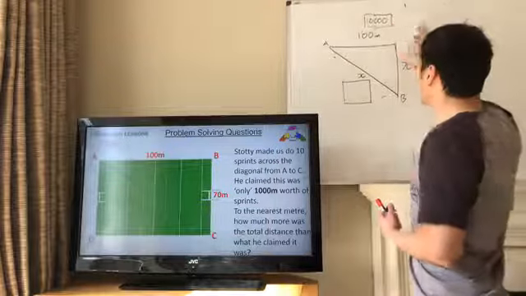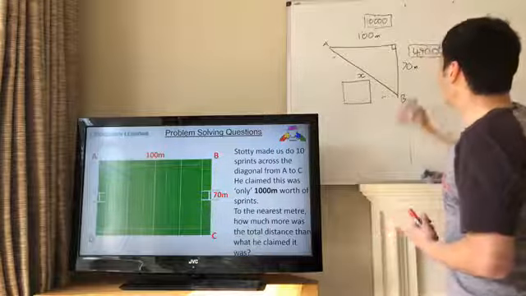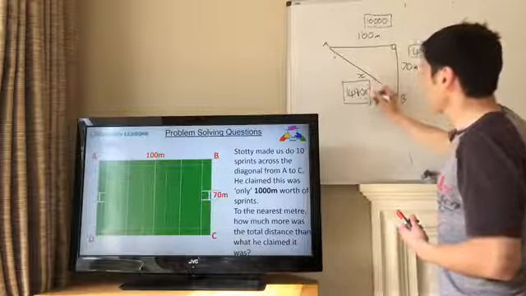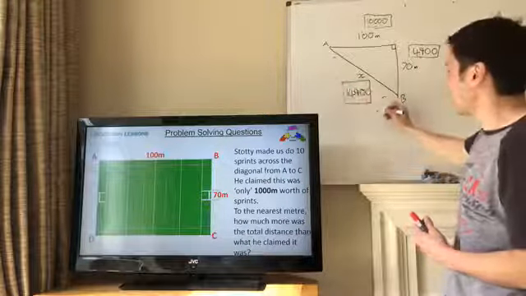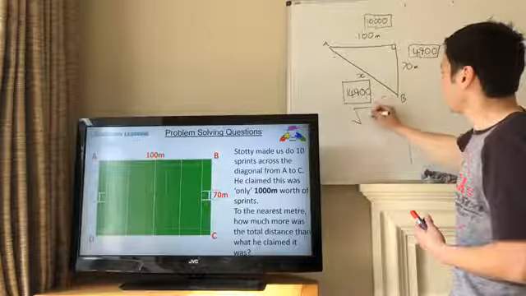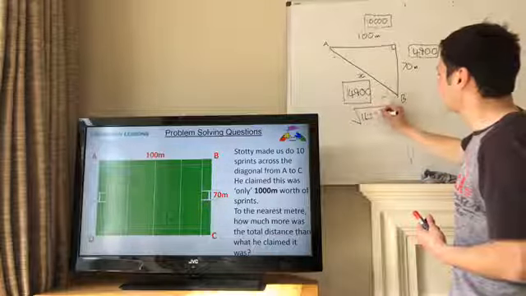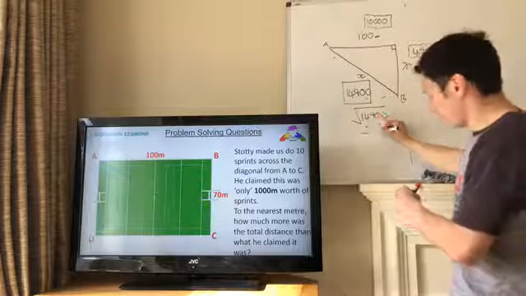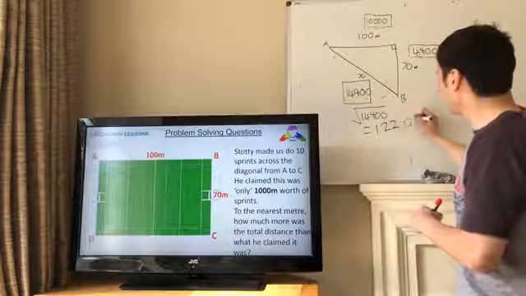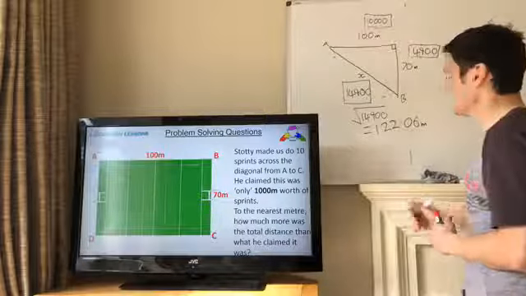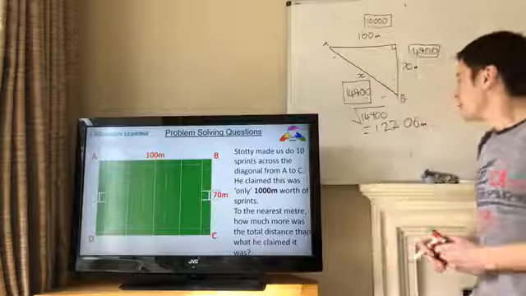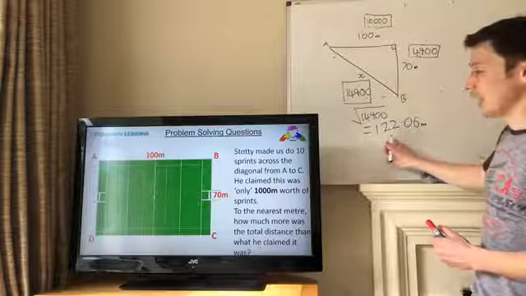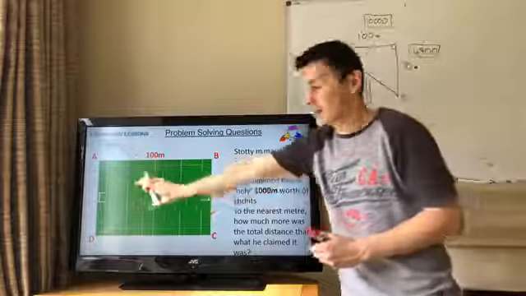I know the two small squares add up to make the big square, which is going to be 14,900. And then I square root my answer to get my distance. So if I square root 14,900, I get an answer of 122.06 meters. Okay, right, in this case, I want 10 of these lengths because I'm doing it 10 times.